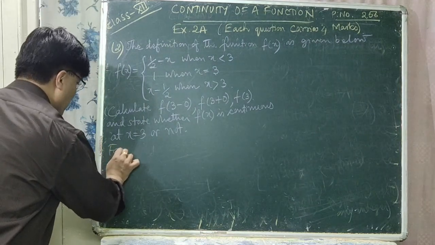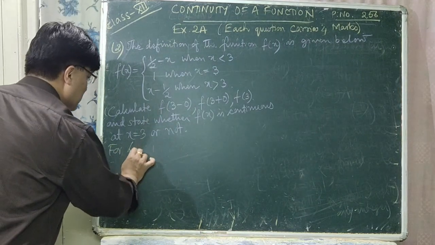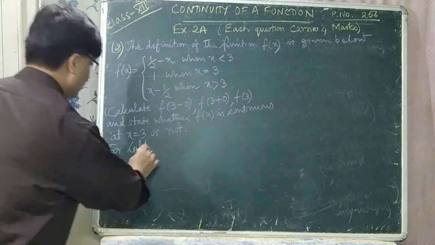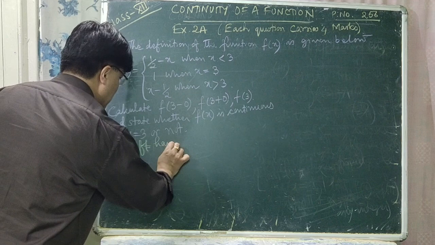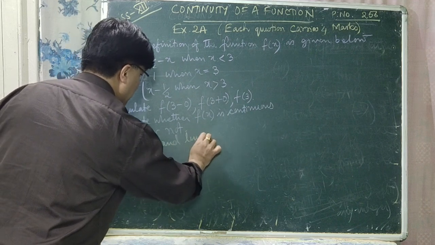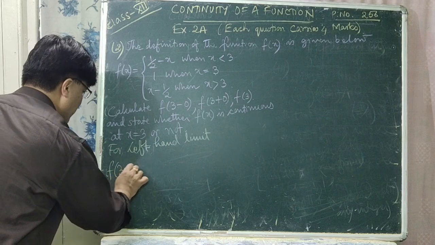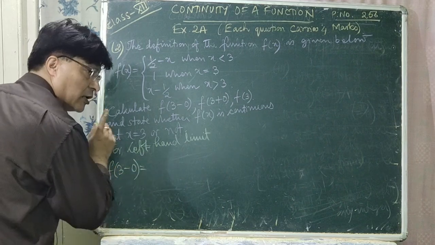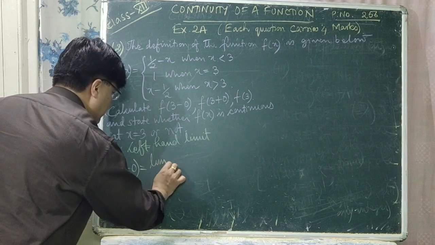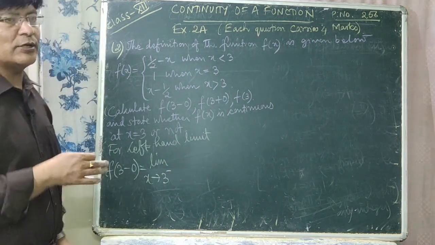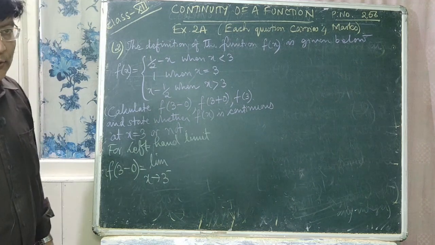So now f of 3 minus 0 means the left hand limit. Let us write down f of 3 minus 0. That means you can write it as limit x tends to 3 minus. That is, you have to check the continuity at x is equal to 3.